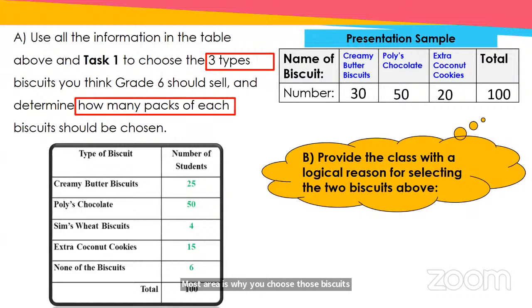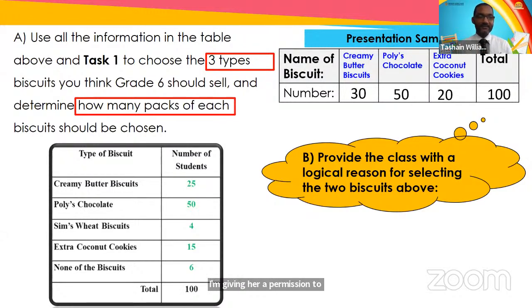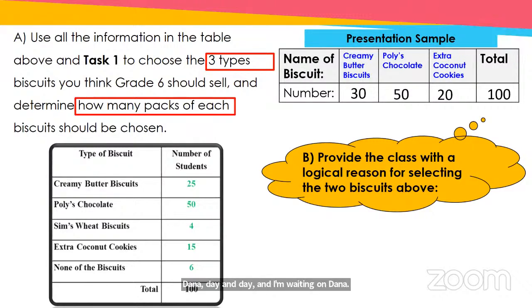I'm going to ask Dana Chambers to unmute and speak. Her hand is up. That's Dana Chambers. I'm giving her permission to unmute. Dana, speak. Dana, I'm waiting on Dana. Looks like she has changed her mind. Let's go to Nathan. And while we're waiting, Nathan is about to speak, Mr. Williams. All right, Nathan.